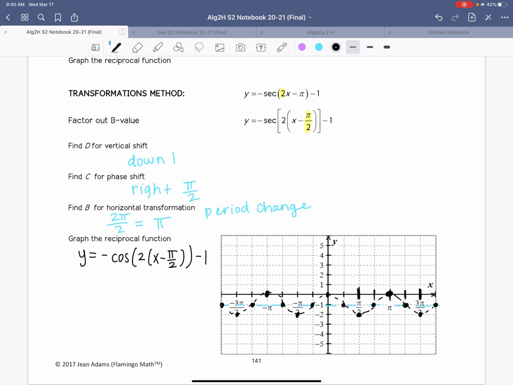Okay, everywhere there's a quote-unquote 0, or where it's on the midline, there is an asymptote. So again, we are bordering our hills and valleys. Okay, and then we put in our little parabolas. And that can finish our graph.